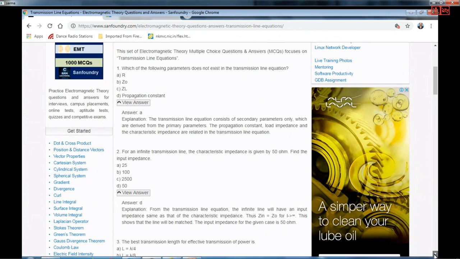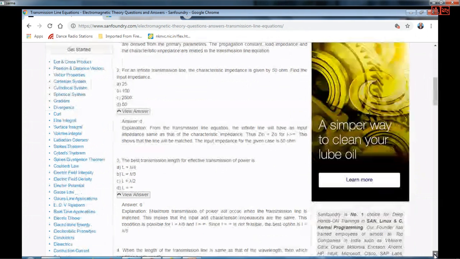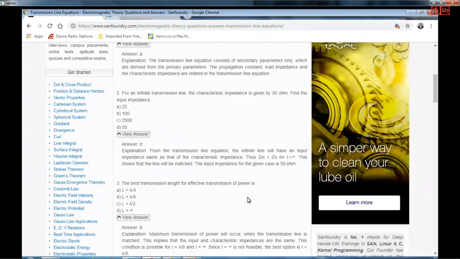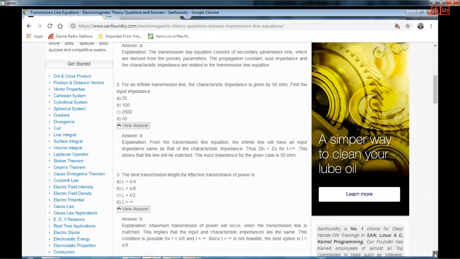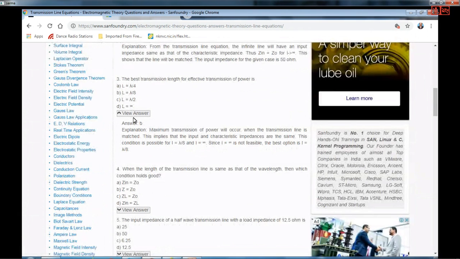Okay, and next we have the best transmission length for effective transmission of power. When can we have very good power transmission happen? Okay, so it is L is equal to lambda by 8. Maximum transmission of power will occur when the transmission line is matched. So this implies that input and characteristic impedances are same. This condition is possible for L is equal to lambda by 8 or L is equal to infinity. But L is equal to infinity is not possible. So the best option is L is equal to lambda by 8.